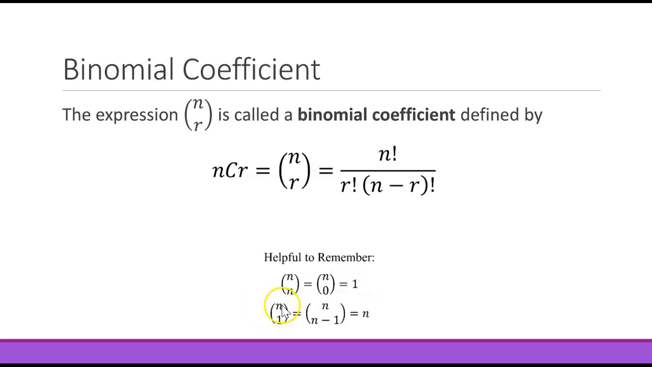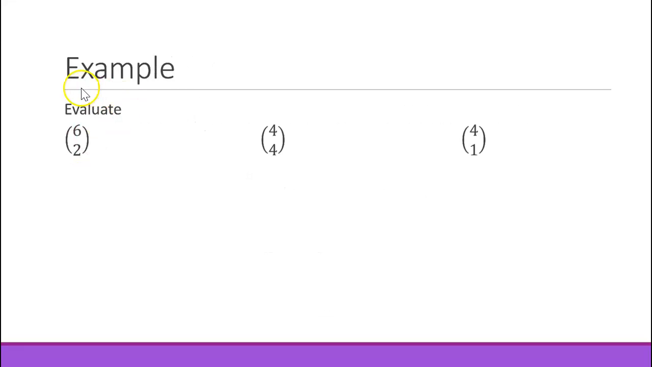And then if we're doing n choose 1 or n choose n minus 1, so if you have a number and then 1 less than the number below it, the answer to that is always just n, the number on top. So these are just little shortcuts, but we can always just plug in n and r into this formula to find our binomial coefficients. Let's do a few quick examples. We want to evaluate each of these binomial coefficients.